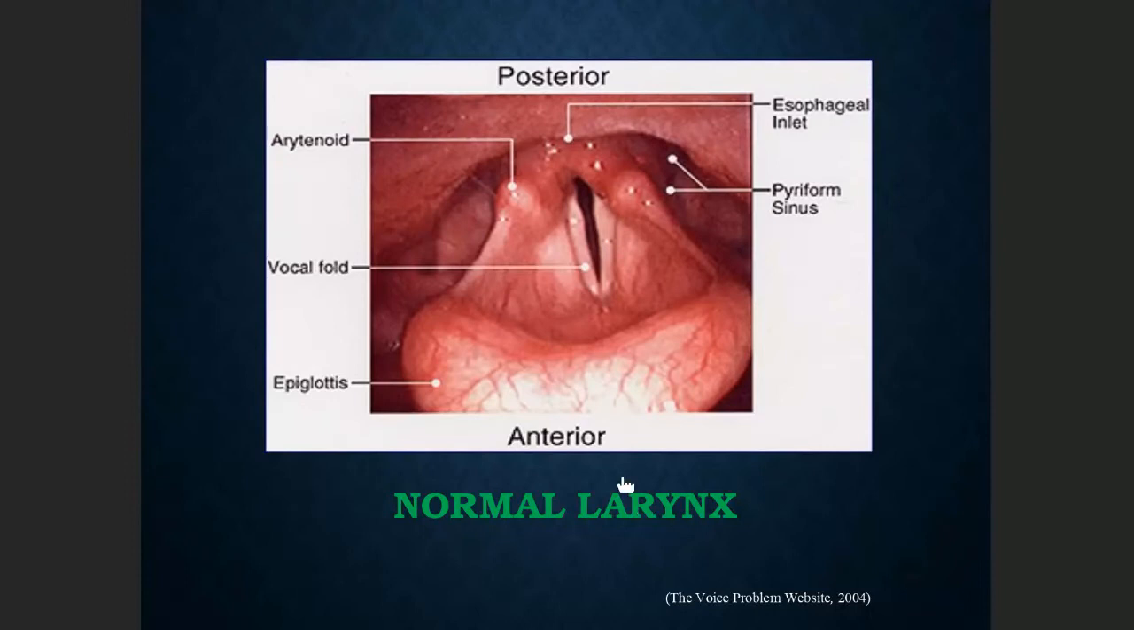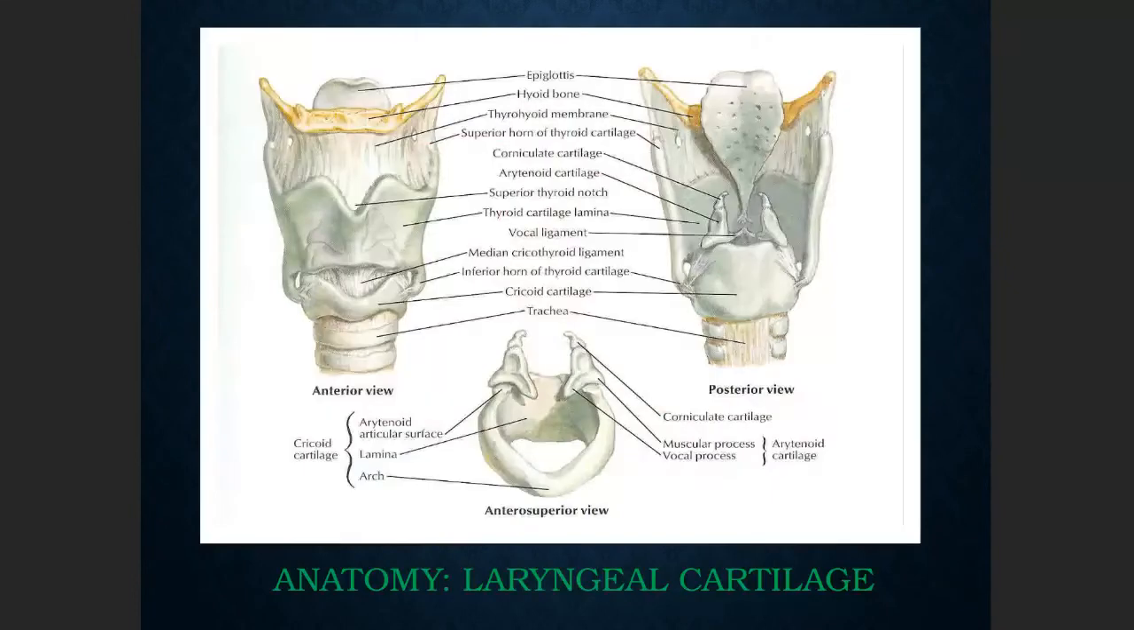The area of the cuneiform cartilage is between the arytenoid and the epiglottis, in the area of the aryepiglottic fold. Here you have the aryepiglottic fold. Within that, the cuneiform cartilage is there. Okay.